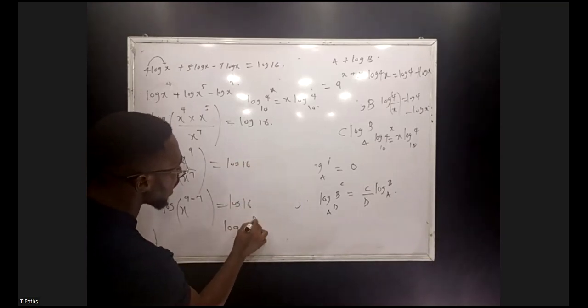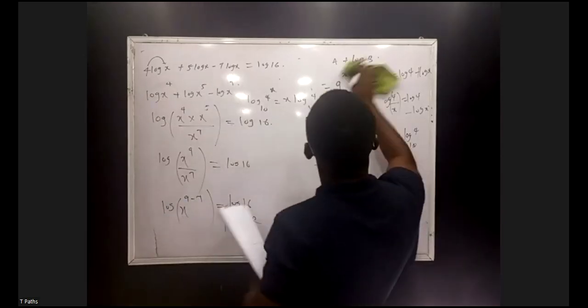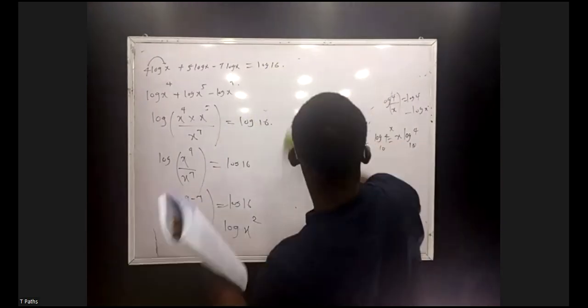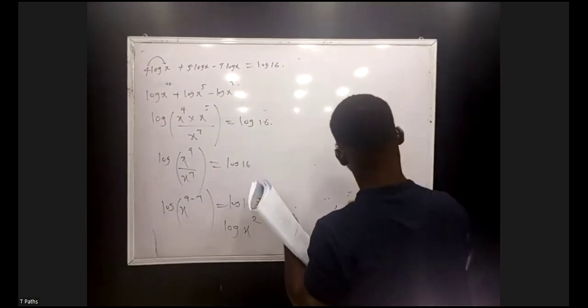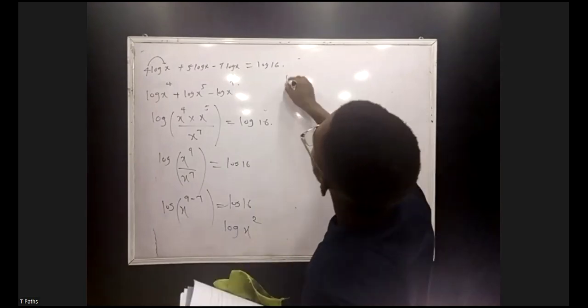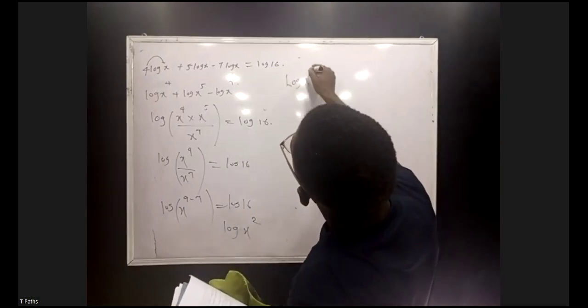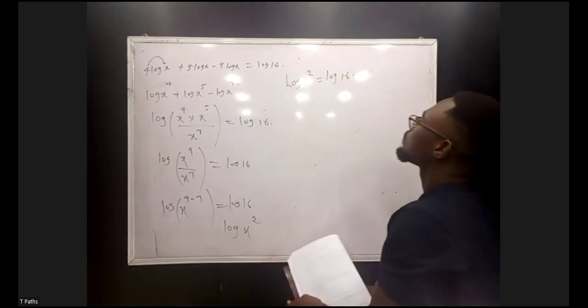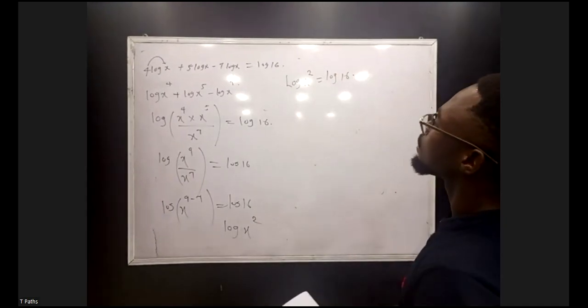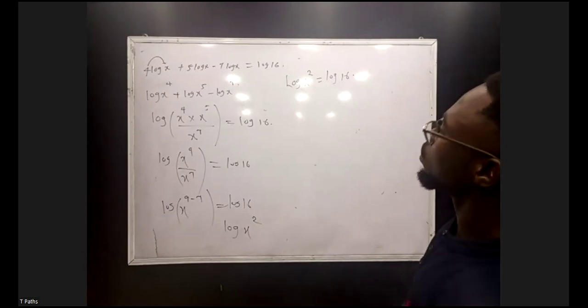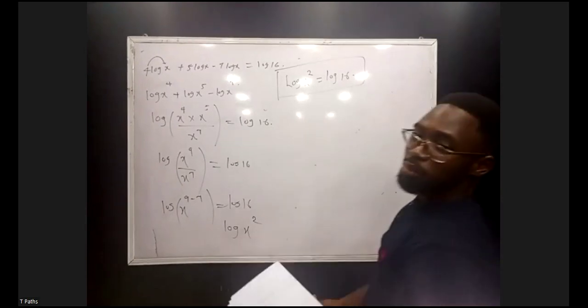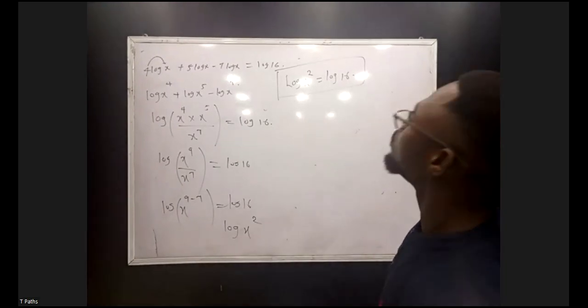Log x raised to the power 2. This will give you log x raised to the power 2 equals to what? Log 16. Am I making sense? So how do we now go from here? Now that you have gotten to this point, the problem said that we should find x. How do we go from here?